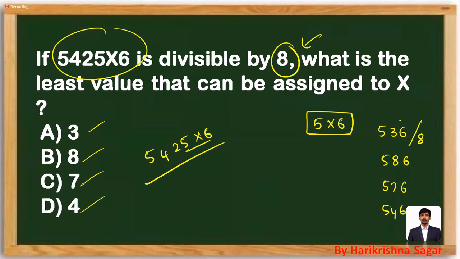So it is 536. 8 6s are 48. We are left with 56. 8 7s are 56. It is divisible. But they are asking us to find the least value which can be assigned for x, and this is the only least value which we are able to see. So we can mark it as option A. Just look, I'm plugging in the x value as 3. Then it is 536. 8 6s are 48. We are left with the remainder 56. 8 7s are 56. Completely divisible. We can say the value is going to be 3.